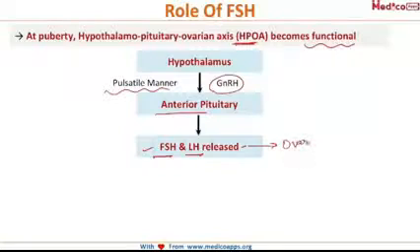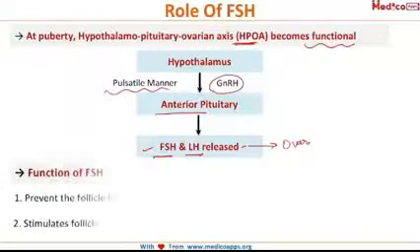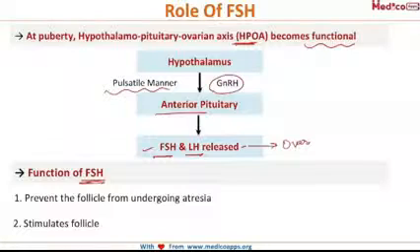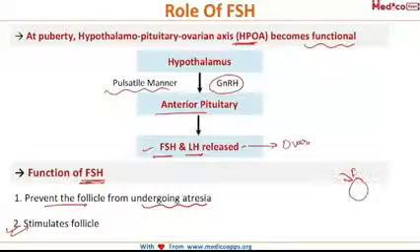Now let's see the function of FSH. As the name suggests, follicle stimulating hormone. So the basic function of this is to stimulate the forming follicles. So they stimulate the follicles and prevent the follicles from undergoing atresia. So any follicle on which the FSH is acting will not undergo atresia, it will remain as such. And subsequently, the growth of the follicle will be stimulated. So the follicle will start growing.